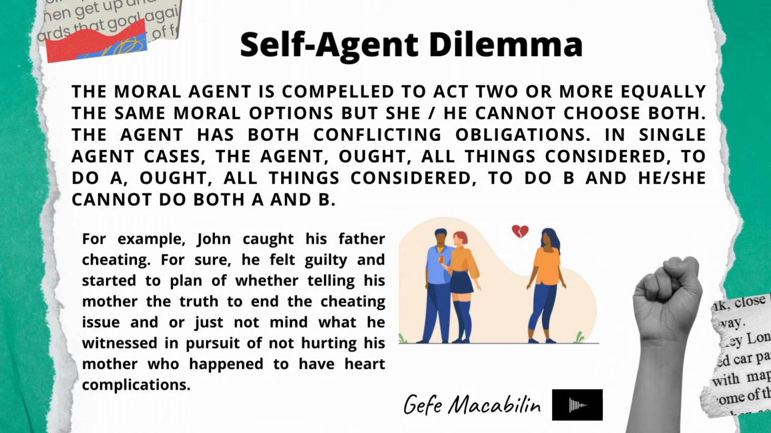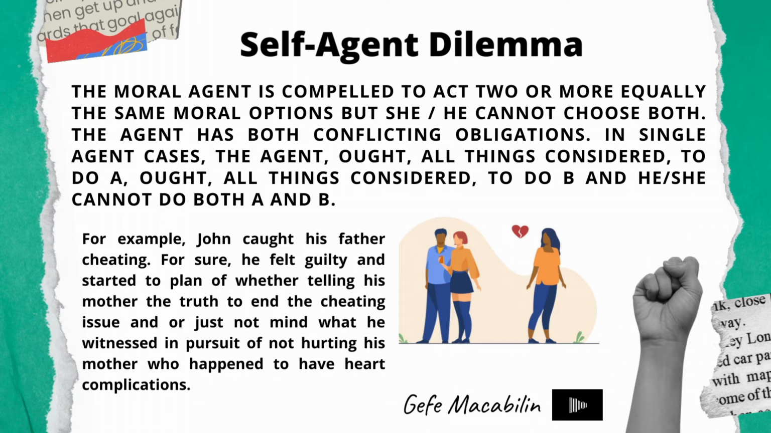For example, John caught his father cheating. For sure, he felt guilty and started to plan whether to tell his mother the truth to end the cheating issue, or just not mind what he had witnessed in pursuit of not hurting his mother, who happened to have heart complications. In this case, John has two equally moral options.